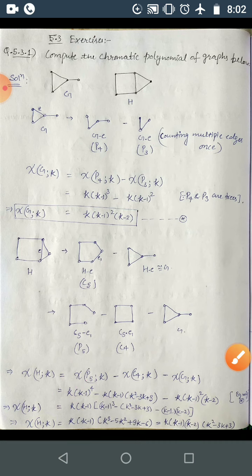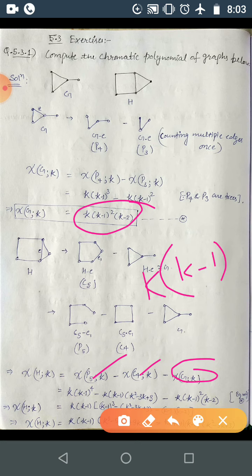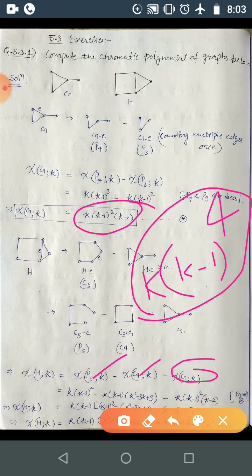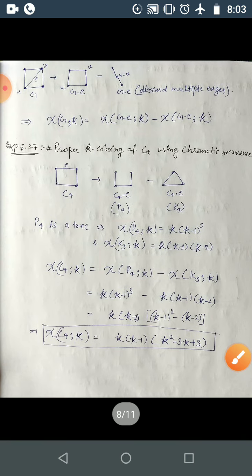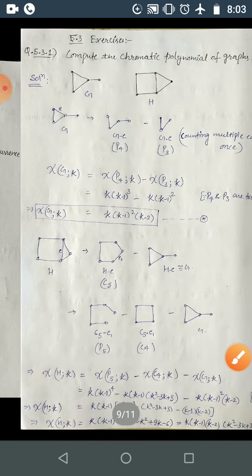For G I have just taken this one, and for P5 and C4 we have already calculated them in the last example. As P5 is a tree, it will be k into (k minus 1) raised to power 5 minus 1, so it will be 4. So the chromatic polynomial for P5 is (k minus 1) raised to power 4 into k, correct? And for C5 we have just now done this one. So from here I will be using this one, okay?